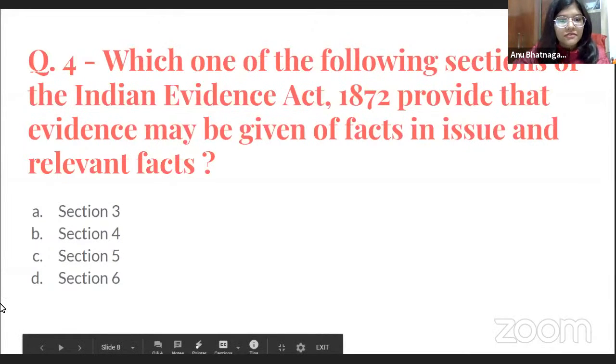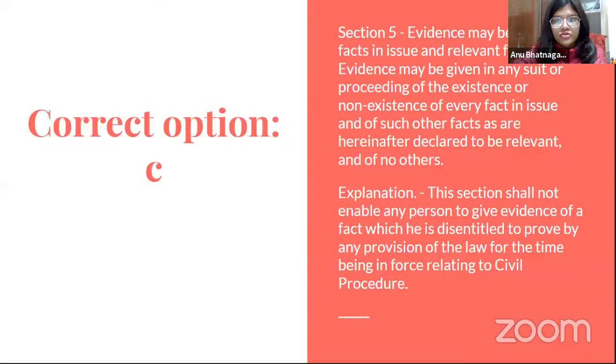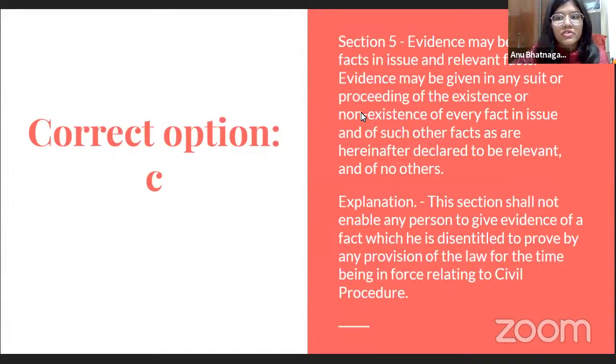Okay, participants, a few more seconds. And time's up. So the correct option to this question is option number C, that is section 5. So here's the explanation. Section 5 says evidence may be given of the facts which are relevant, and evidence may be given in any suit or proceeding of the existence or non-existence of every fact in issue, and of every such other fact that is hereinafter declared to be relevant, and of no others.